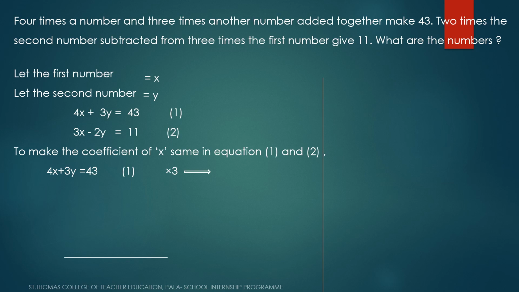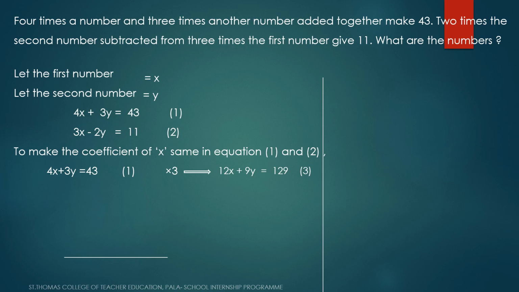4x into 3 is 12x. 3y into 3 is 9y. 43 into 3 is 129, isn't it? So what is the final equation you get? 12x plus 9y equal to 129, and we call this equation 3.